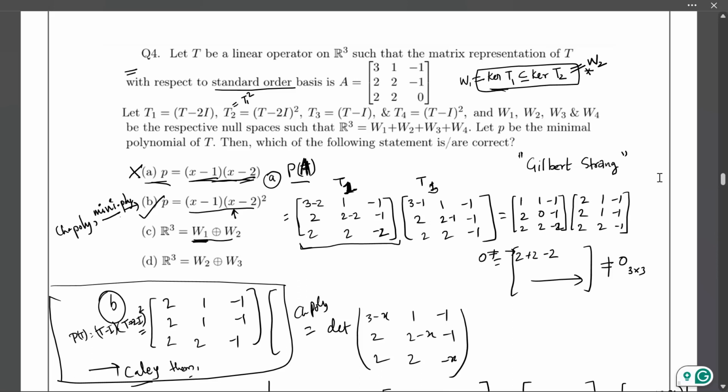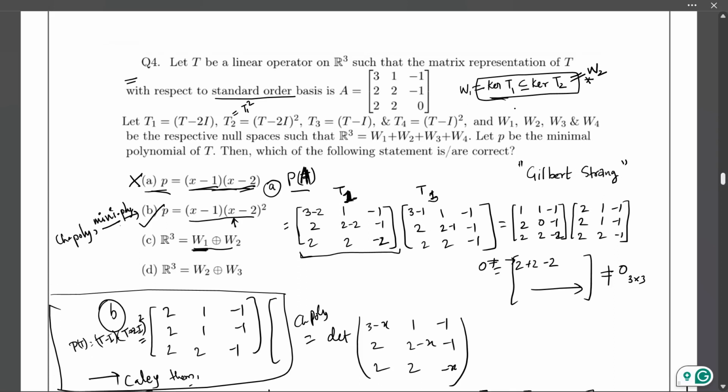How do we find the definitions of W1, W2, W3? W1 is just the kernel of T1. Now what is T1? T1 is written here. This is the kernel of T2. Right? This is the kernel of T4.